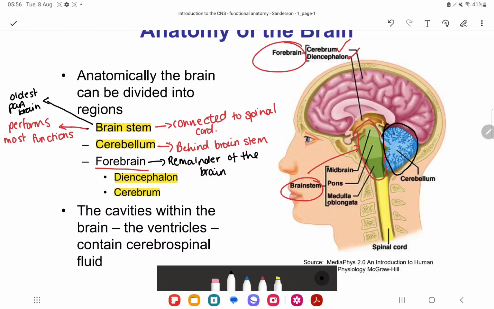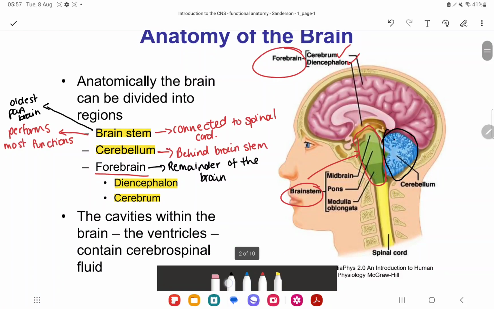So the first part, the brain can be split up into three regions: the brainstem, the cerebellum, and the forebrain. The brainstem is connected to the spinal cord, and that's how you know that it's the brainstem. The brainstem is also composed of the midbrain, the pons, and the medulla oblongata. You can see with these lines, the top part is the midbrain, the middle part is the pons, and the bottom part is the medulla oblongata, and together they make the brainstem.